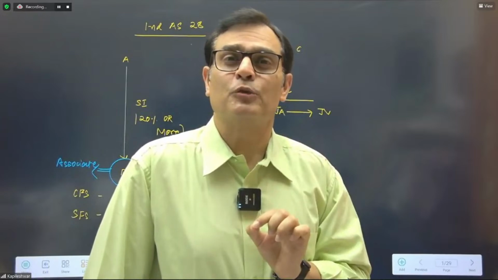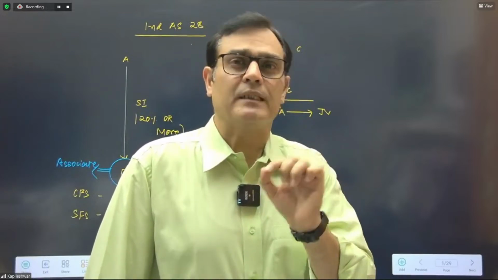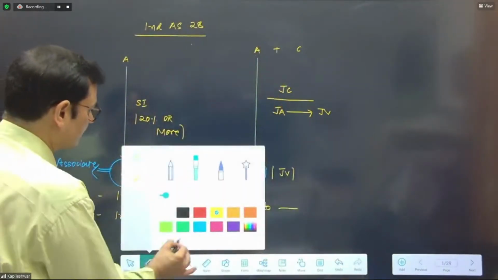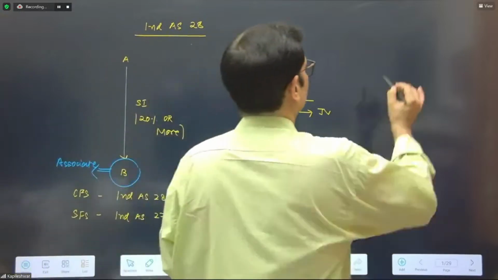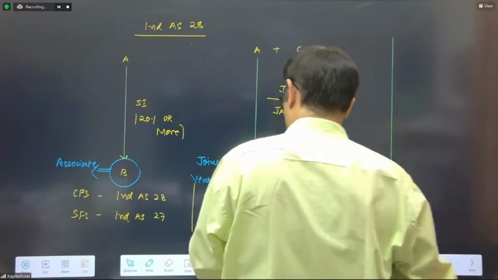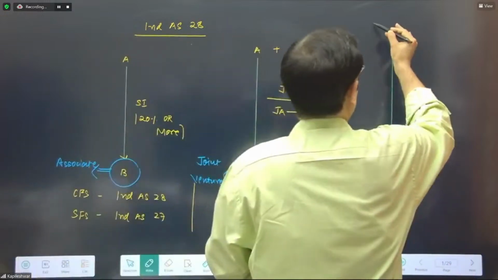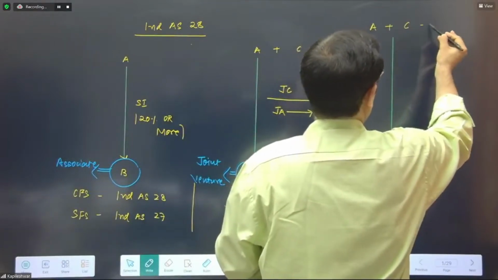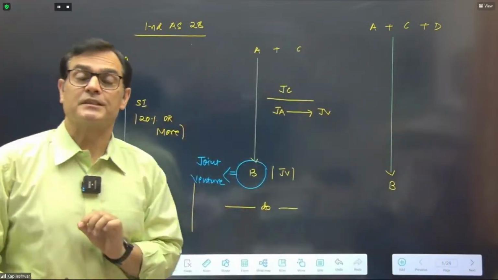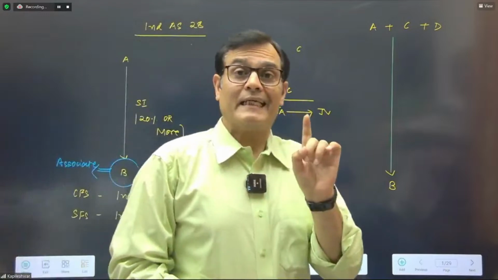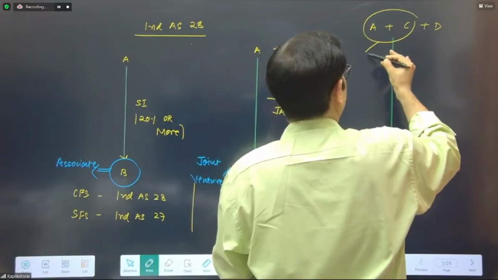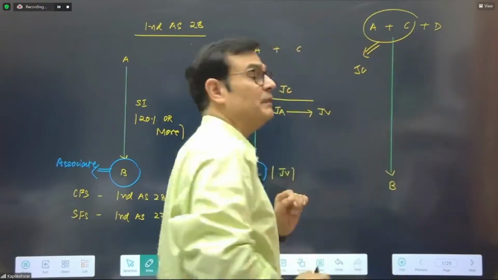Let me give you another interesting third situation as well, which we covered in Ind AS 111, but let me remind you here. I'm just taking you back to another situation. Watch this carefully. Let's consider we've got three parties, A, C and D, and this is the entity B. Now, watch this carefully. This is an interesting situation indeed. So we are saying A and C have got a joint control over B.